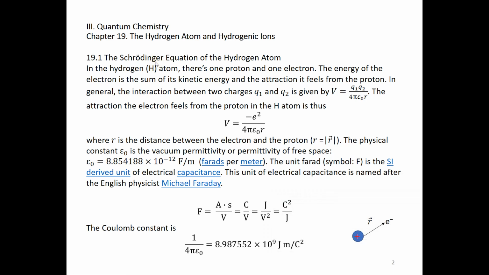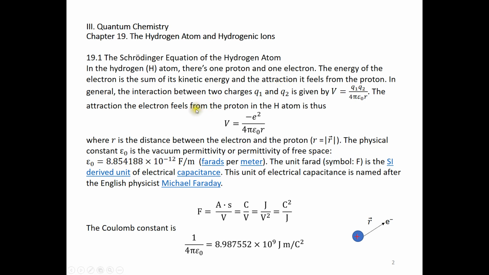Chapter 19. The hydrogen atom and hydrogenic ions. Section 19.1. The Schrödinger equation of the hydrogen atom. In the hydrogen atom, there's one proton and one electron. The energy of the electron is the sum of its kinetic energy and the attraction it feels from the proton.